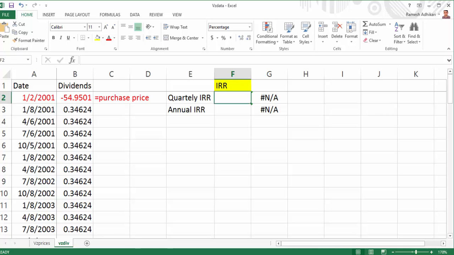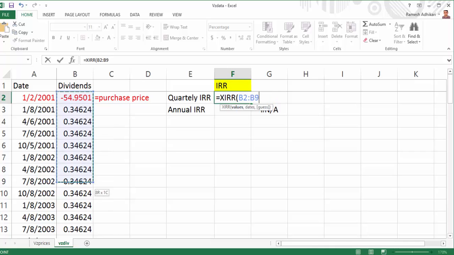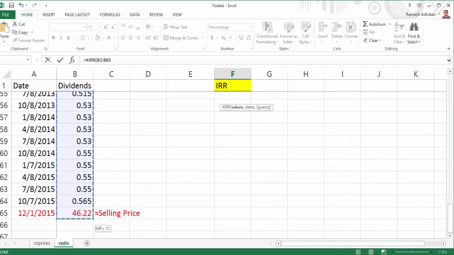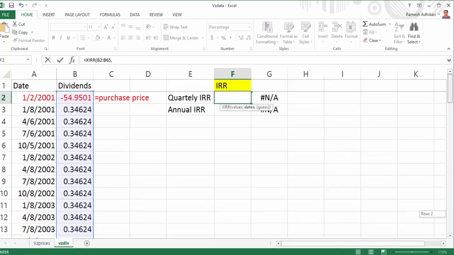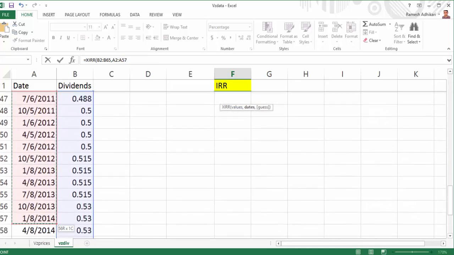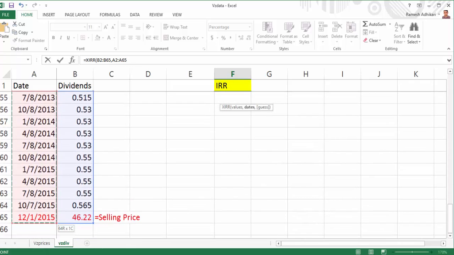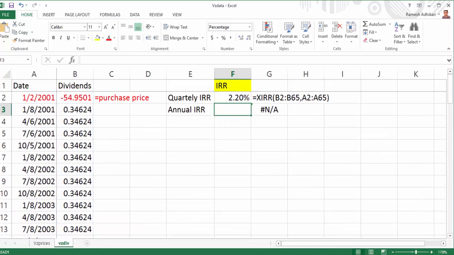So all I can do now is use the XIRR function to calculate the internal rate of return. But remember, all these series are quarterly. Whatever internal rate of return you get is going to be quarterly. So here I'm going to use XIRR. Then it reads all the values from the top, from the purchase price to the sale price, that's all the cash flow, right? Comma, and then all the dates. So you just select all the dates. Once you make all that selection, then close the bracket and press enter. Then you get 2.2% as the quarterly internal rate of return.